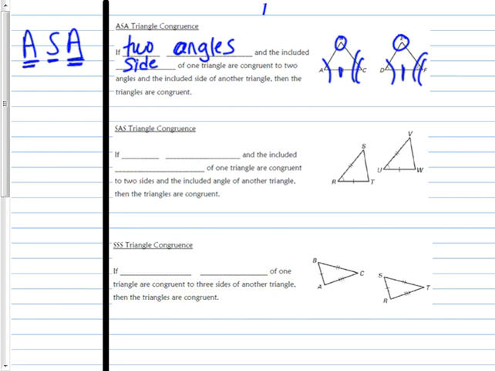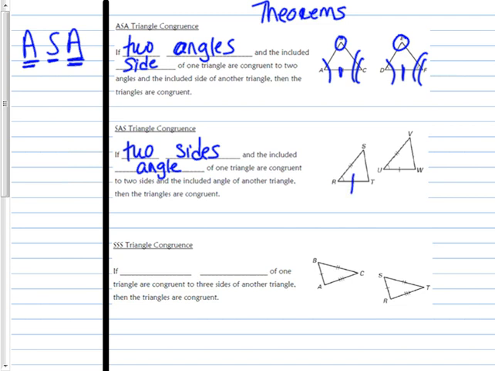And all of these three that we'll be talking about today are theorems. Sometimes we use the word postulate, sometimes we use the word theorems. These three pieces are theorems. They're things that we have to prove. Okay? The next one is the side angle side congruence. Side angle side congruence says, if two sides and the included angle of one triangle are congruent to two sides and the included angle of another triangle, then the triangles are congruent.